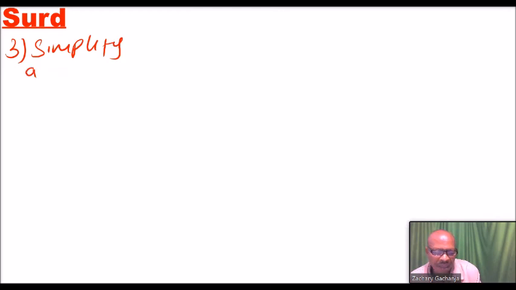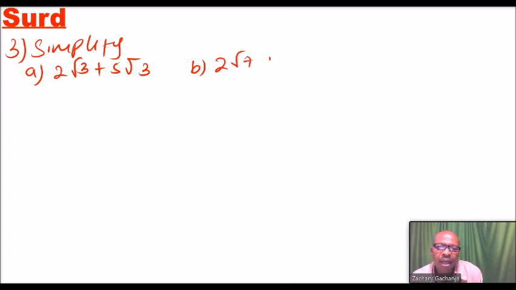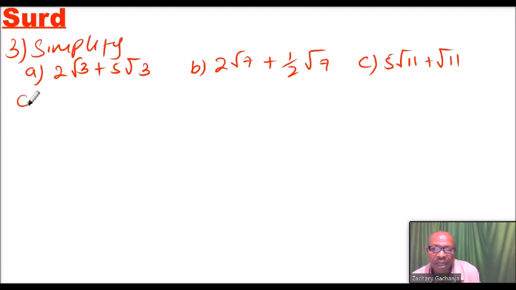So we take A, 2 root 3 plus 5 root 3. We have B, this is 2 root 7 plus a half root 7. We can have our C here, 5 root 11 plus root 11. Then we have our D, where we have 2 root 9x, under this root sign, plus 5 root 3x.